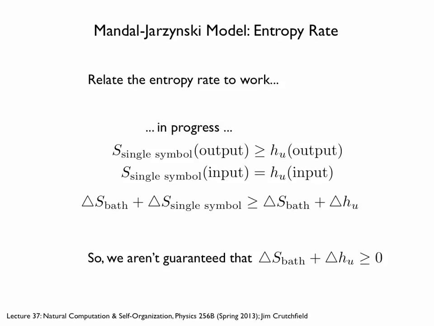So, relating their entropy to work at this point is kind of in progress. It's kind of interesting. If you're curious about it, I could talk to you about it. It involves evaluating things like fractal dimension. But what we do know is that the single symbol entropy is an upper bound for the entropy rate of the output, and that the single symbol entropy for the input is the same as the entropy rate because we have biased coins.